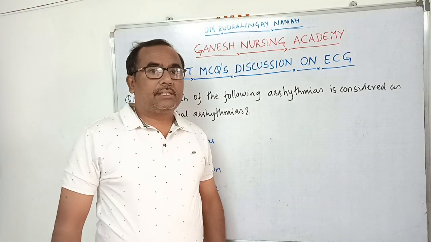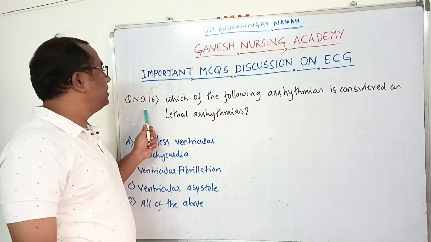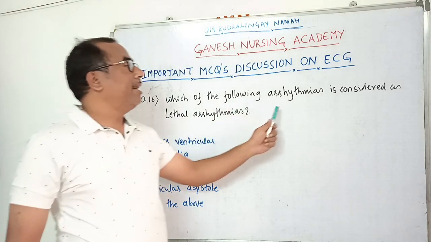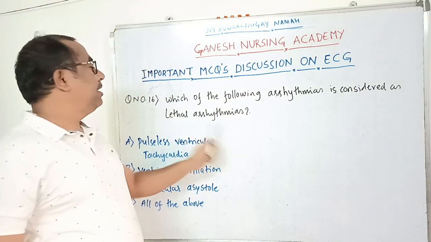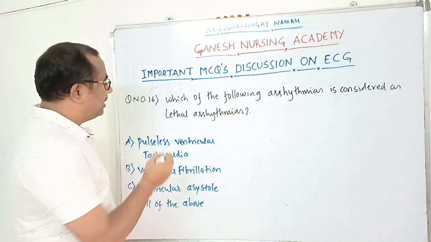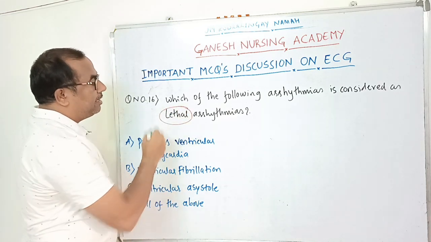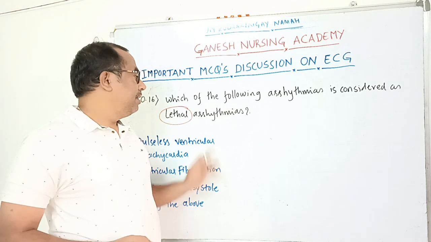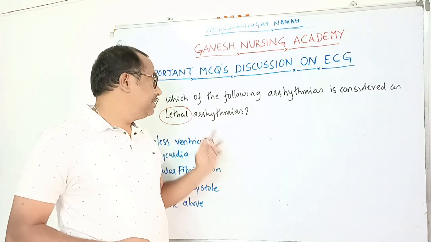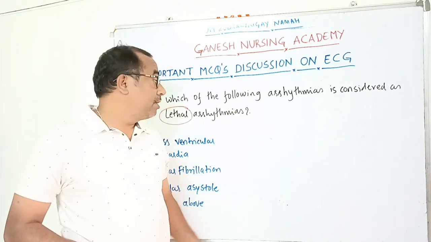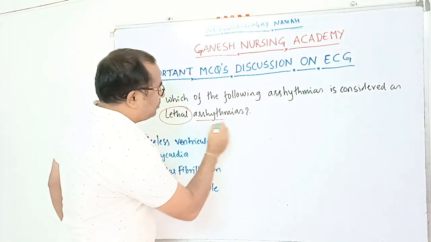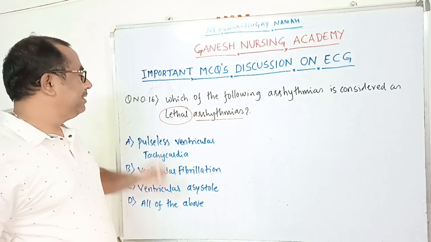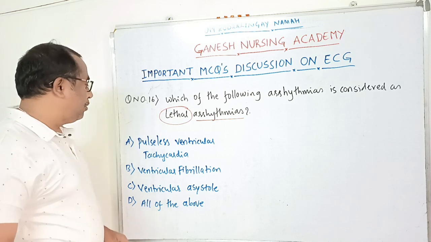Okay, dear students, let's discuss the next question. Question number 16. Which of the following arrhythmias is considered a lethal arrhythmia? First, what is the meaning of lethal? Lethal means dangerous. Arrhythmia, as you already know, means an alteration in the rate, rhythm, conduction or configuration. So after making a note of lethal, that is dangerous, we will see the options.